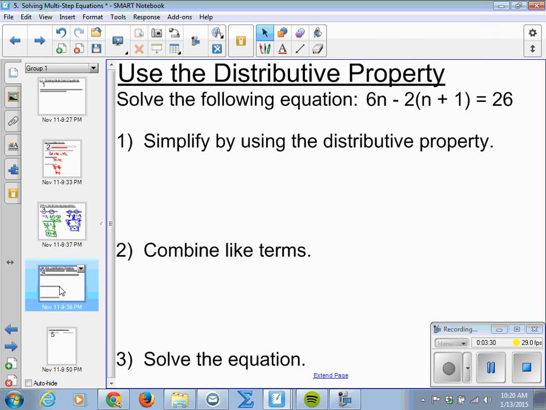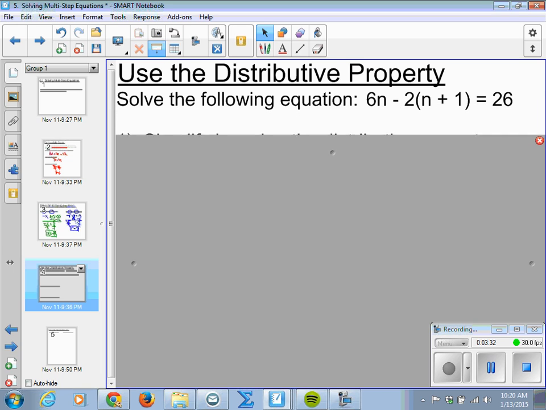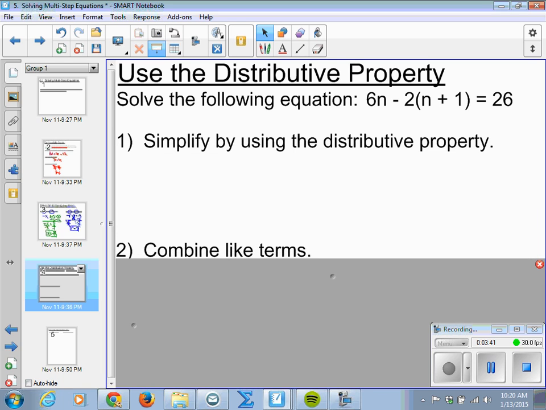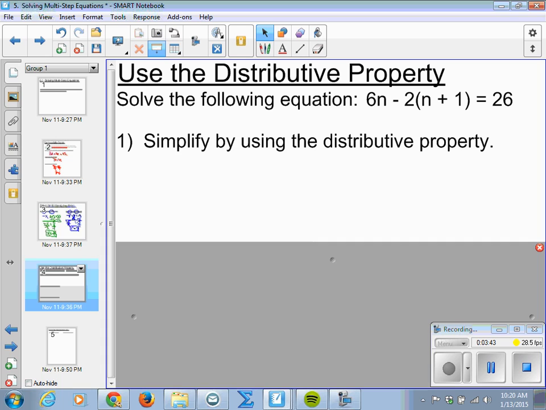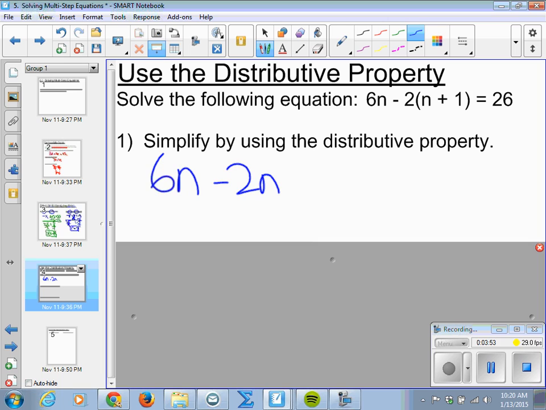Okay, distributive property. We'll solve that equation. 6n minus 2 times n plus 1 equals 26. We will start this one by using the distributive property to get us going. So that 6n is going to stay by itself. Minus 2 times n is negative 2n. Right, we're just doing this times this. And then negative 2 times 1 gives us negative 2.